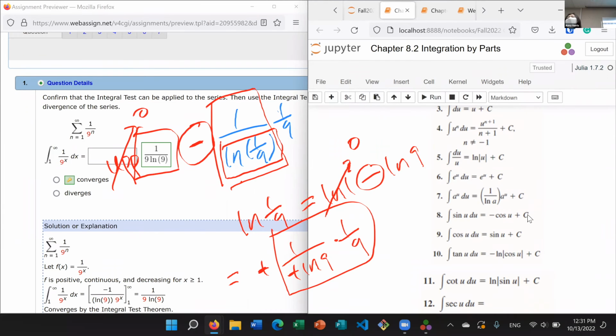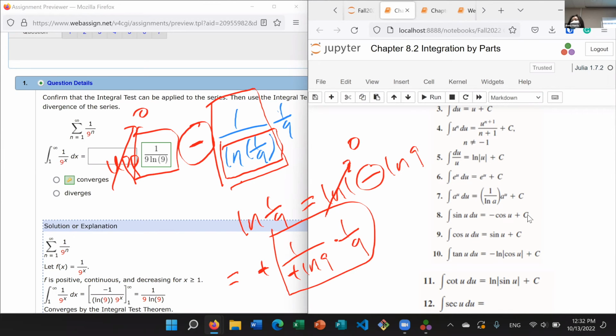So integration test means you need to take integration of your given function. That's what that means. But remember this, you cannot use the integration test unless the function is continuous. Are you with me? And the function has to be decreasing.